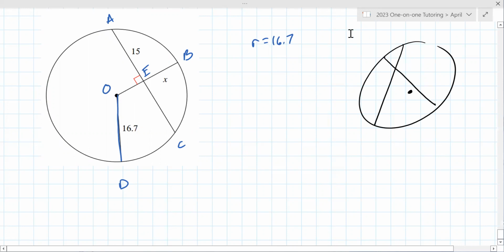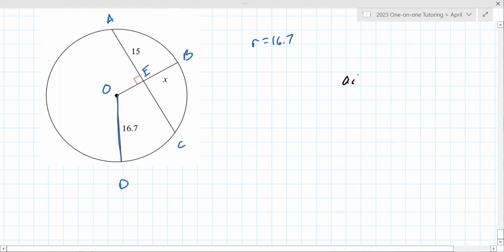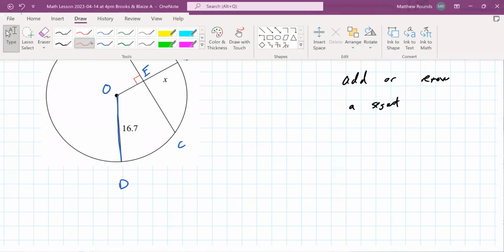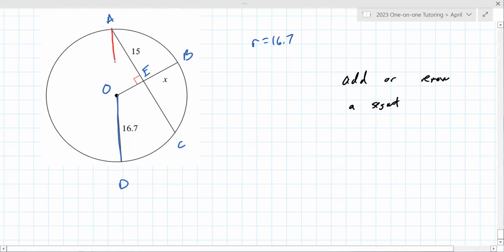Sometimes in geometry, especially, you need to add or remove a segment. You might be thinking, how do I even know what to add? Well, that's the challenge here. Do you see it or not? So watch this. What is O to A? What's the measure of the length of O to A? 16.7. Okay. And what is OEA now? What would we call that? A triangle.